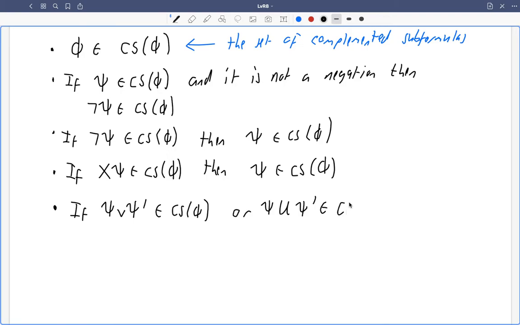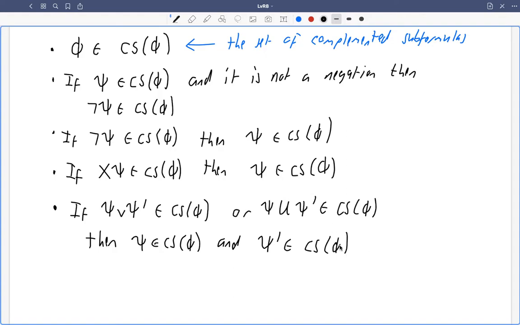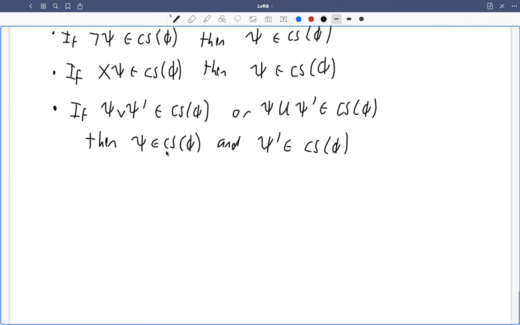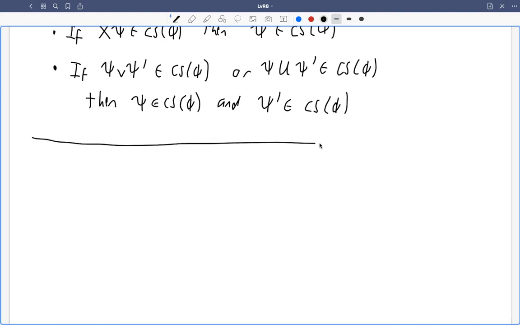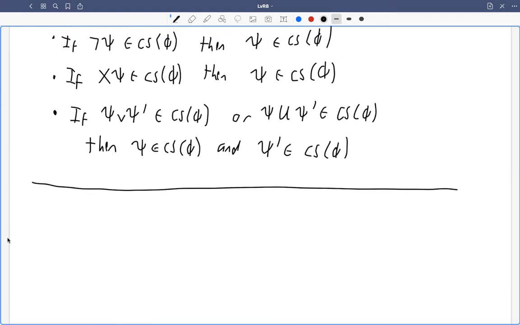So if either of those belong to the complemented subformulas of phi, then both psi and psi prime need to be complemented subformulas of phi. Okay, well that took a little bit of writing. It's quite abstract, hopefully not too hard to understand. So let's have a look at an example which will help us.